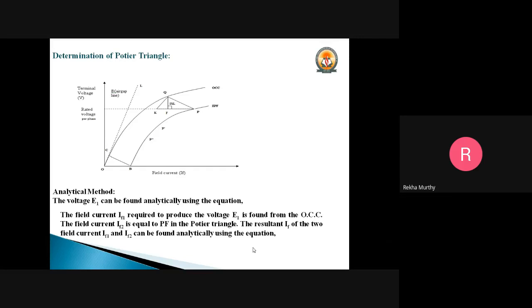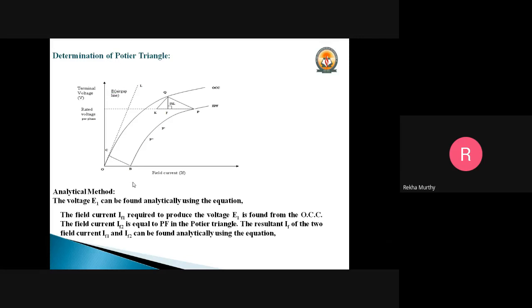In this case, you can see that this is the location of the ZPF curve. A ZPF curve can be obtained only by conducting the ZPF test, the zero power factor test. In this case, IF1 is the field current which is required to produce a voltage E1, which is found from the OCC, and then it is drawn perpendicular to E1. IF2 is the field current which is required to overcome the armature reaction, and it is drawn perpendicular to the I into XA. IF is the net field current which is required to produce the rated voltage at a power factor of cos phi.